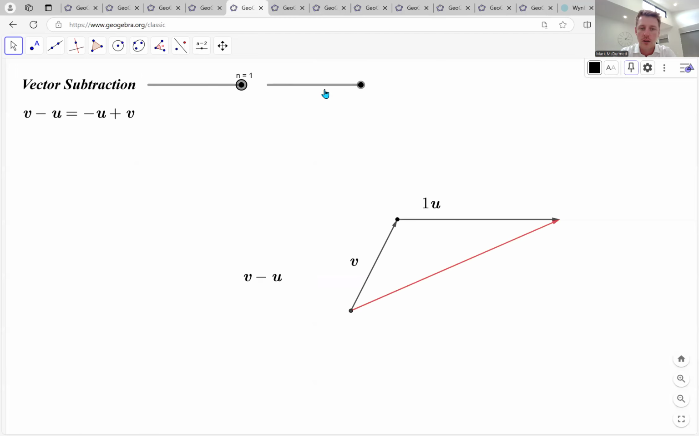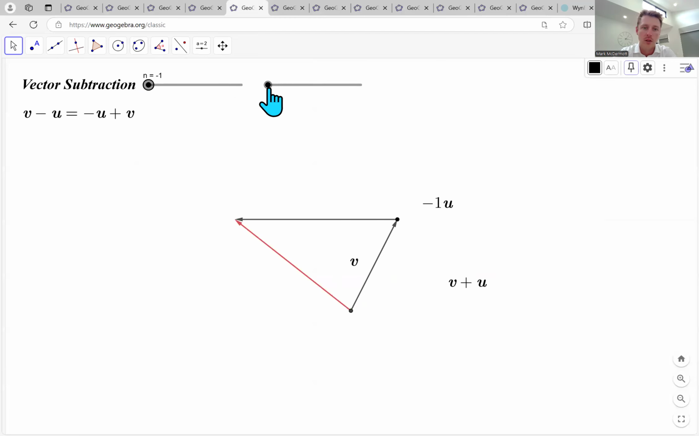Just to show you that again, that would be vector v plus u, but we make u negative, so it's going to point in the opposite direction. So now this is -u plus v, alternatively v minus u, same thing. So yeah, that's how you do vector subtraction. You just take one of your vectors to be negative and then add it on, just like before.